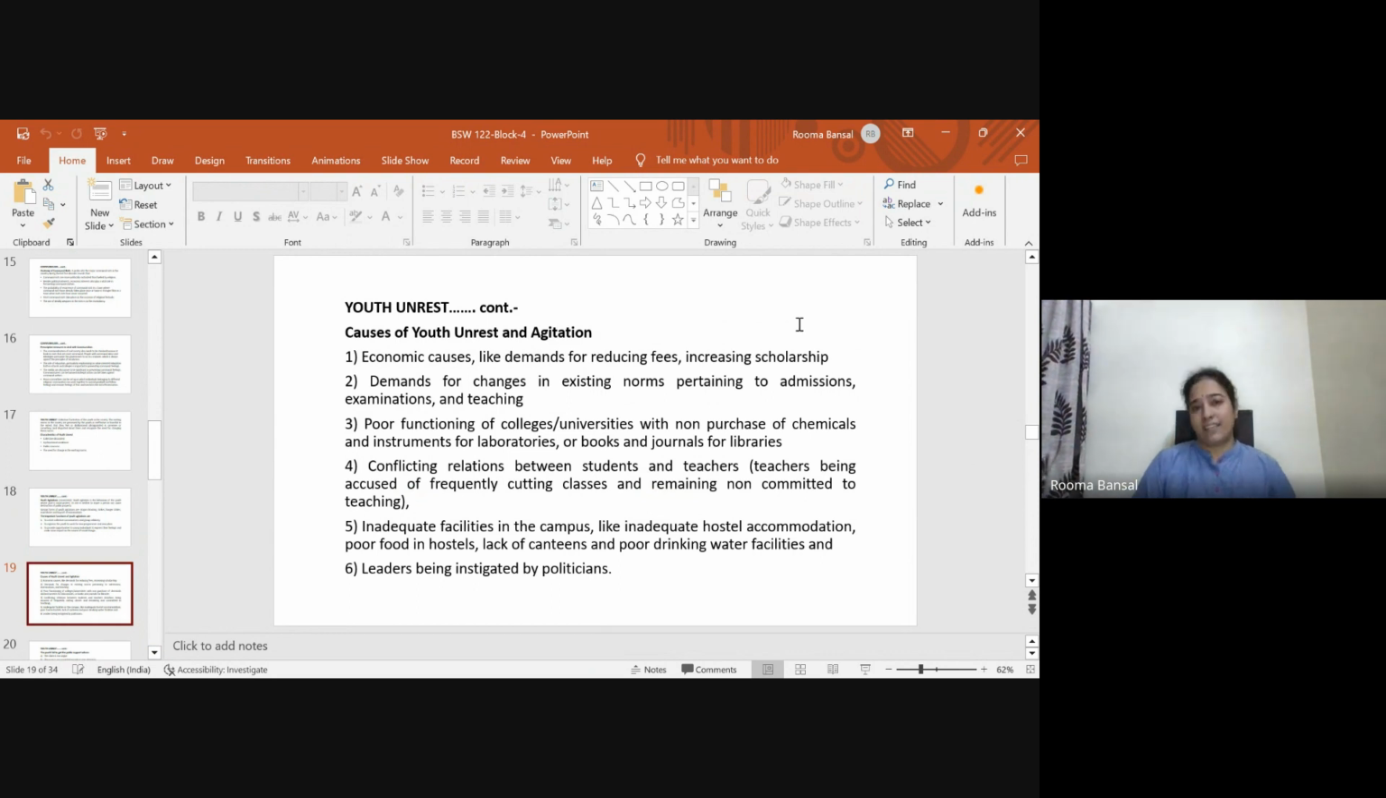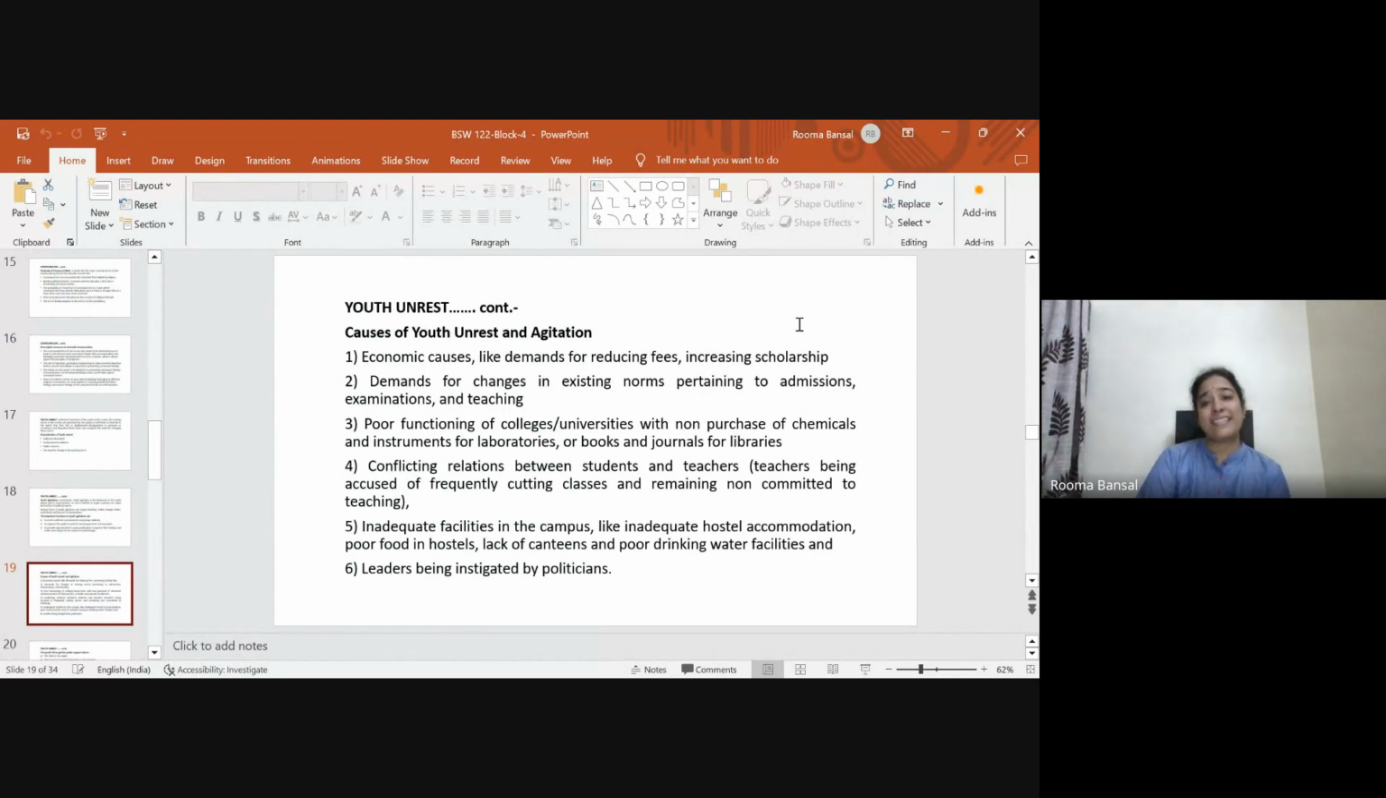Causes of youth unrest and agitation. You can note down these points. These are very important points. Economic causes, like demand of reducing fee and increasing scholarship. Generally, we hear that students of a particular university are on strike. Why? Because they are demanding that the university should reduce the fee for a particular course or increase the scholarship.